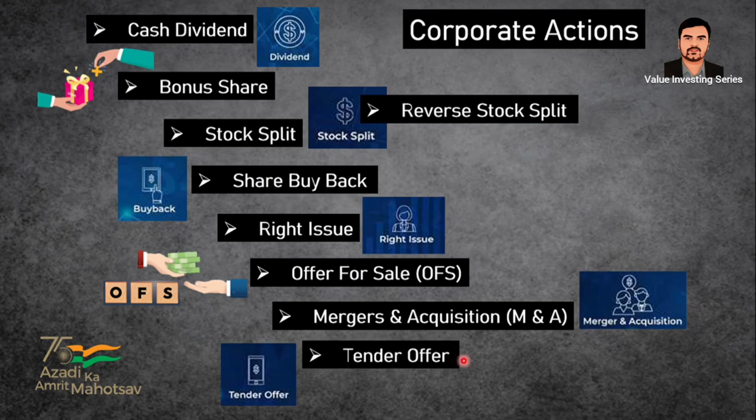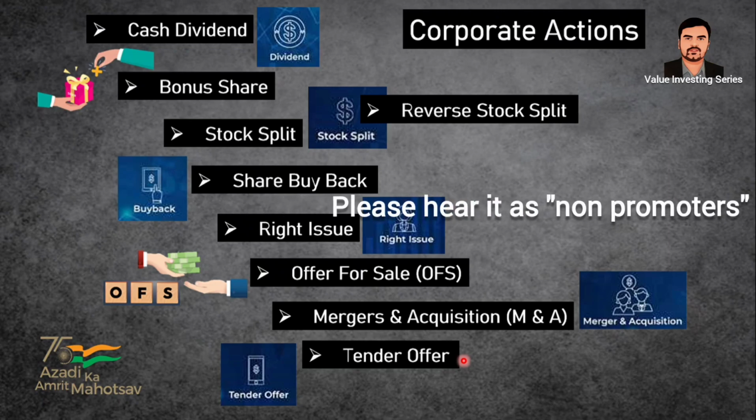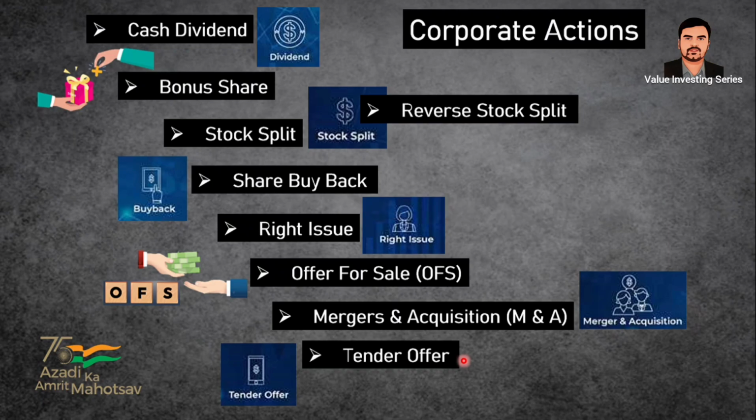Now the next one is tender offer. It's a public open offer or invitation by the promoters. Basically it will be given in public ads, especially in newspapers, by a prospective acquirer to all stockholders of a publicly traded company to tender their stakes at a specified price during a specified time frame. The offered price will normally be higher than the current market price, a premium to attract selling.